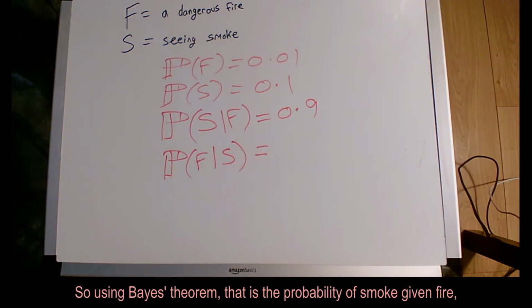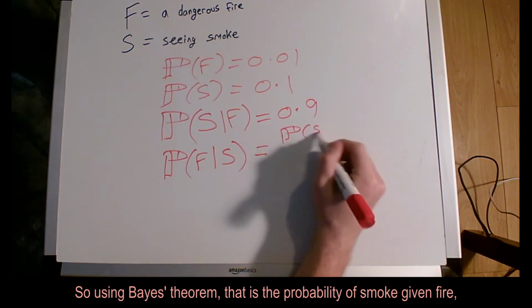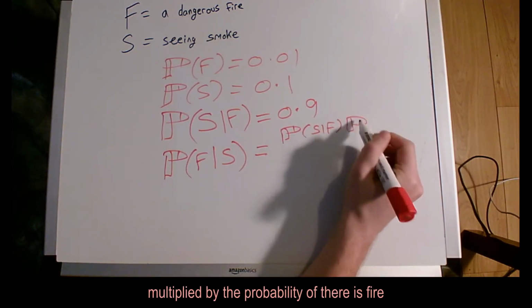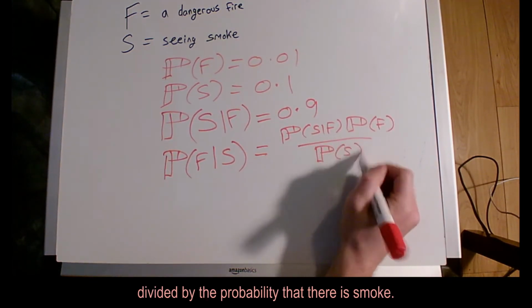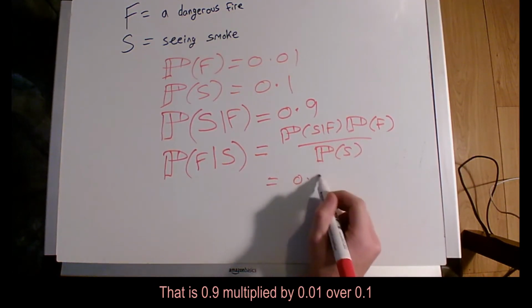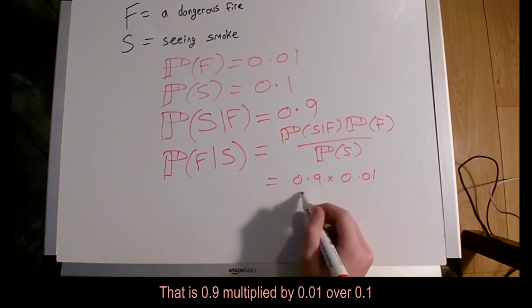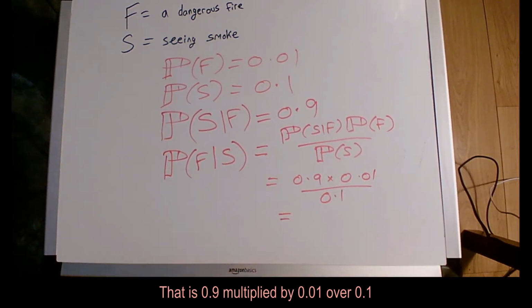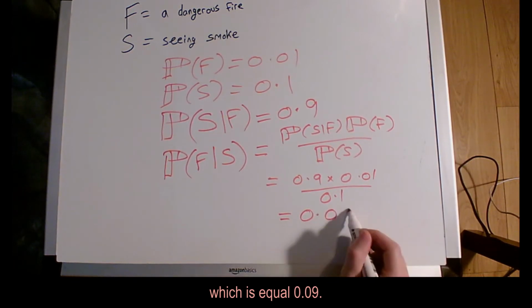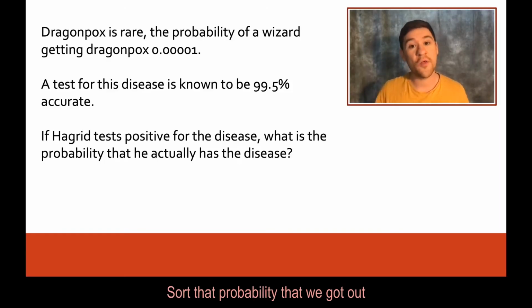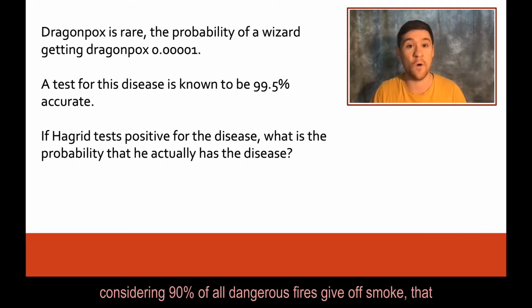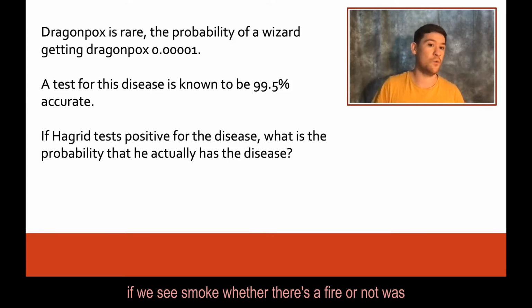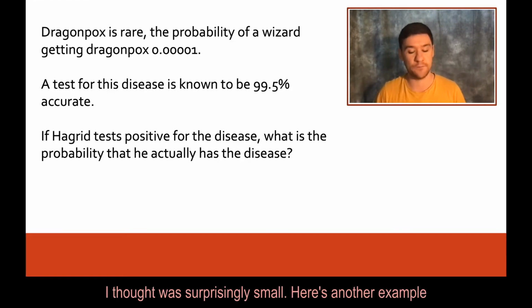So using Bayes' theorem, that is the probability of smoke given fire multiplied by the probability that there is fire divided by the probability that there is smoke. That is 0.9 multiplied by 0.01 over 0.1, which is equal to 0.09. So that probability that we got out was surprisingly small, I think, considering 90% of all dangerous fires give off smoke, that if we see smoke, whether there's a fire or not, I thought was surprisingly small.